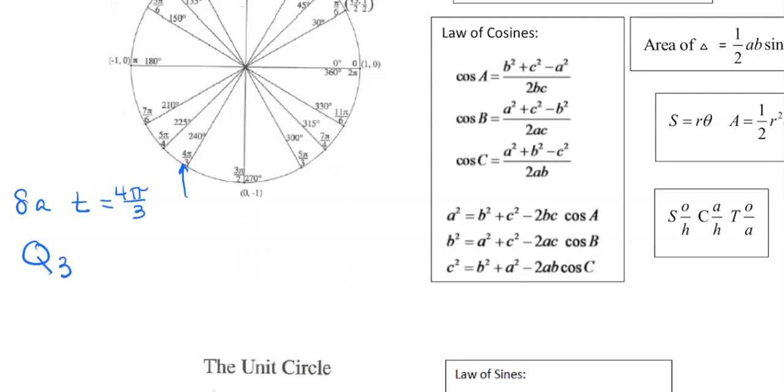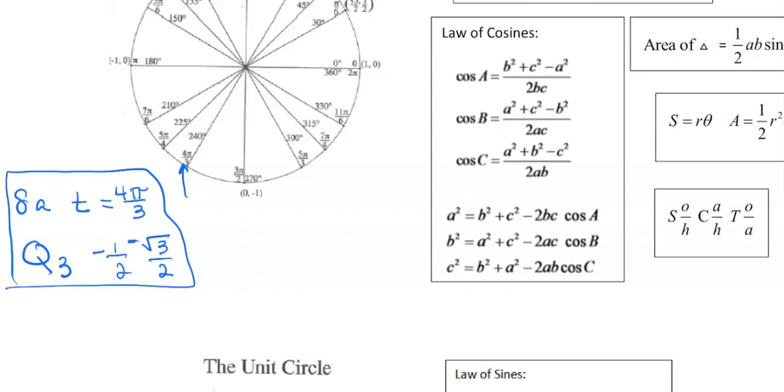Now what I know in quadrant 3, only tan is positive, but sine and cosine are both negative. So if the angle is 4 pi/3, go up to the reference number and grab those coordinate pairs, but make them both negative. And then you are good to go. So that is our answer for 8a. These are both negative, and I know I'm in quadrant number 3. Okay, so let's do 8b.